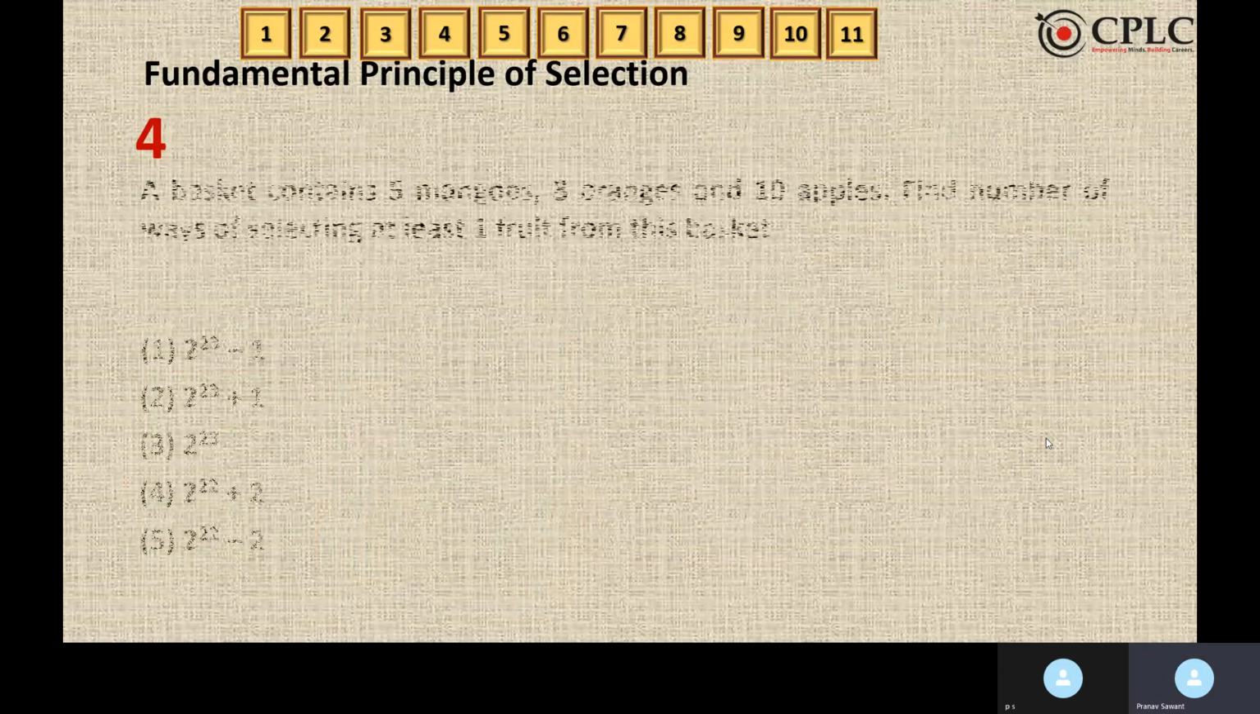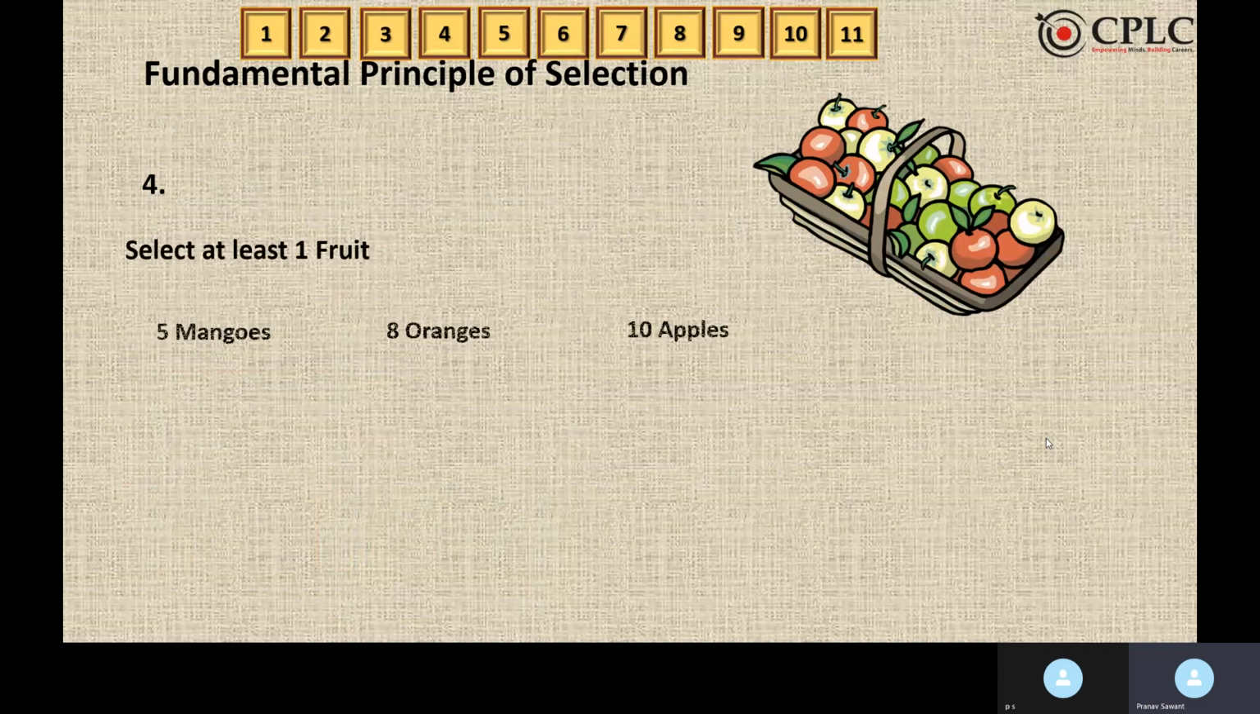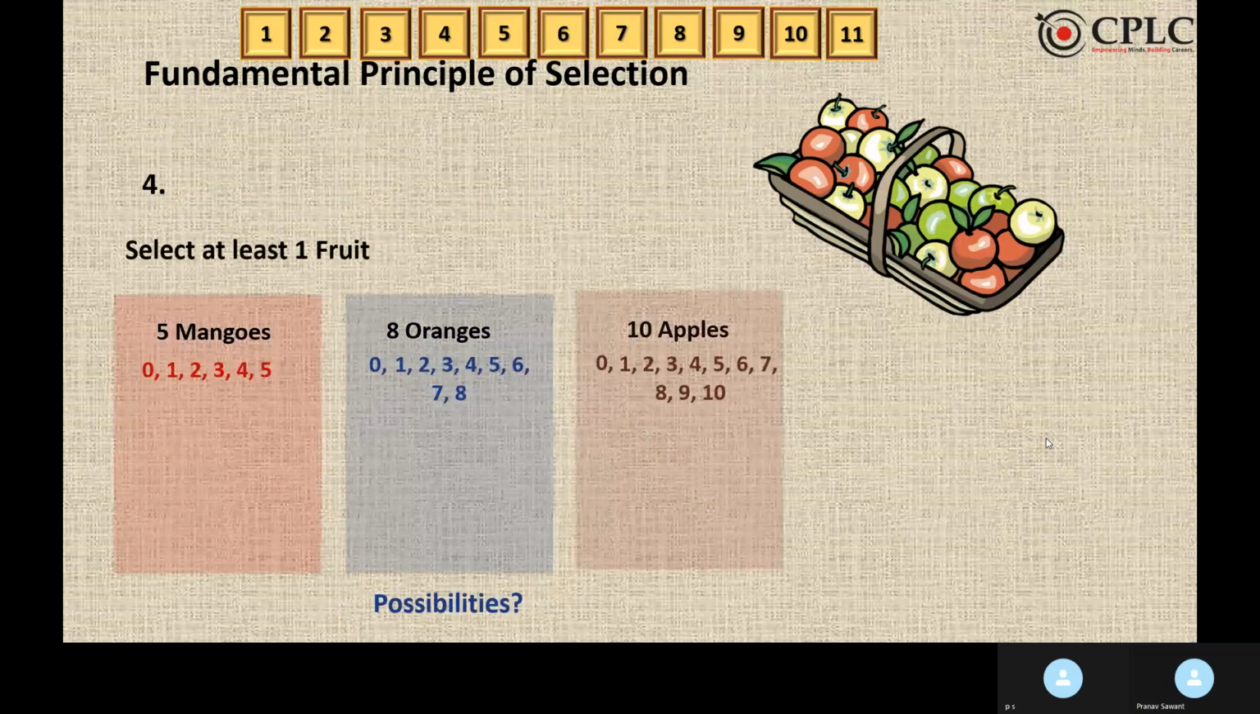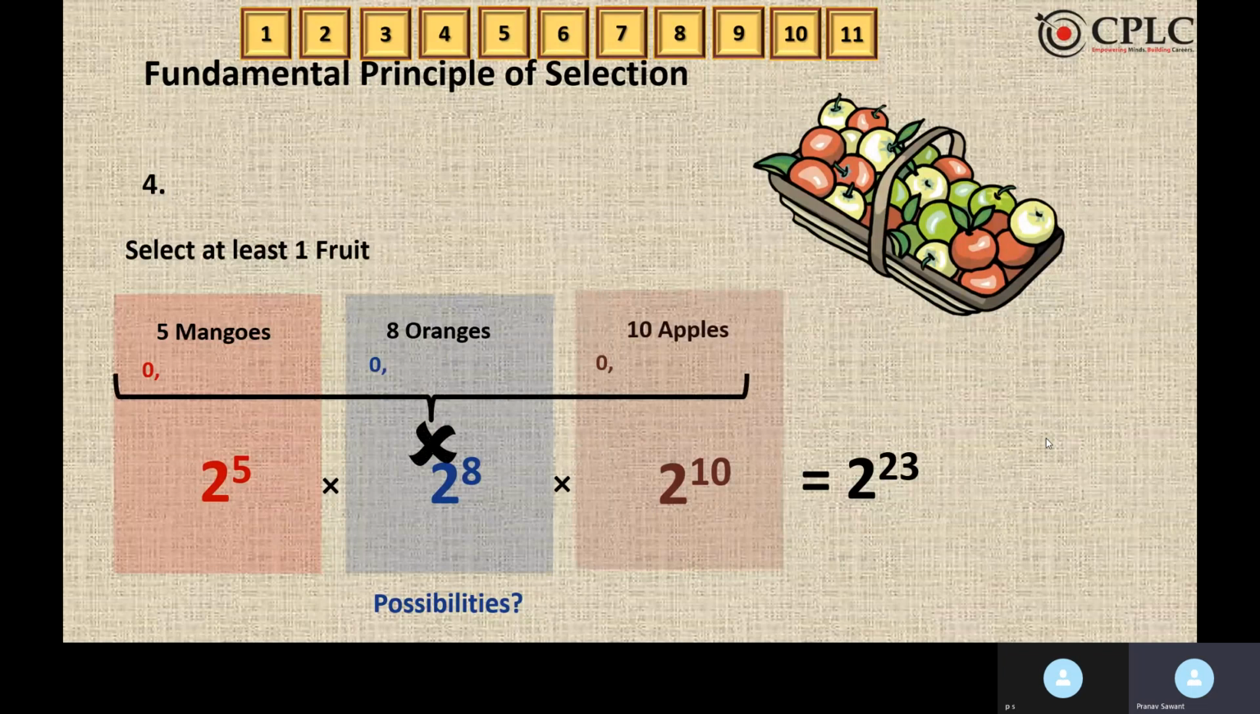Moving to the next question. A basket contains 5 mangoes, 8 oranges, 10 apples. Find the number of ways of selecting at least one fruit from this basket. So we have to select minimum one fruit. That means if we are selecting minimum one fruit, we will not consider the possibility. The concept will remain the same as the previous question, but there's just one additional thing. So that is over here.